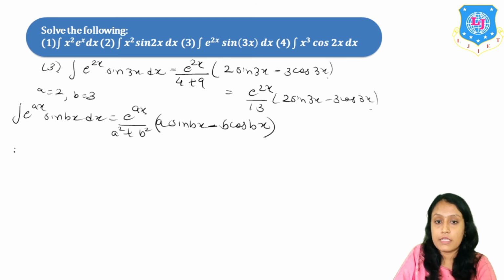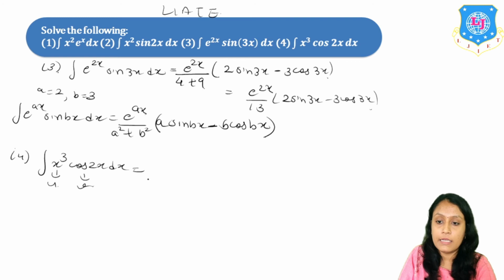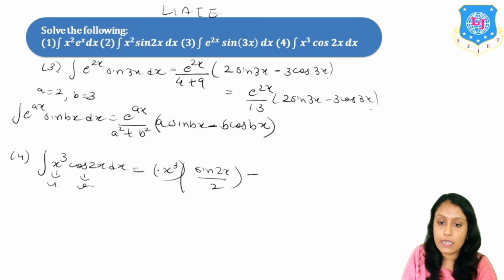Now let's solve the next example: integration of x cube cos 2x. Again the LIATE rule. Here this is algebraic, this is trigonometry, and this comes first, so this is u and this is v. Again we'll apply the Leibniz rule. So here x cube as it is, then the integration of v, which will give you sine 2x upon 2. Now the minus sign, then the derivative in the first bracket, so 3x square.